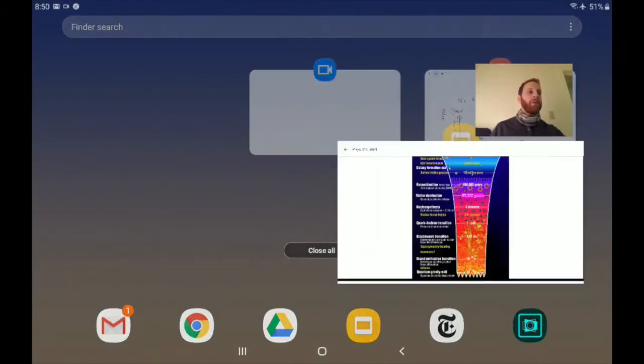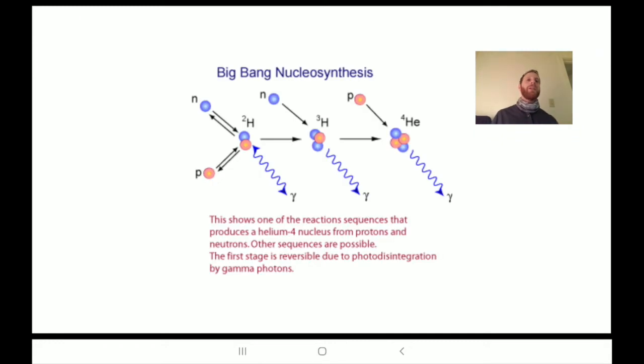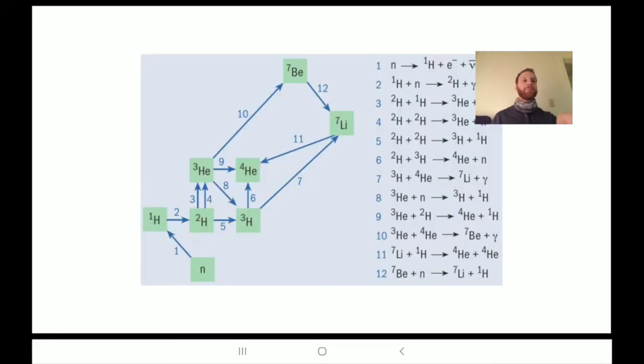Let's see if I have a better picture to show you. Nuclear processes. This is just showing you a picture, for example, of what happens when a proton and neutron come together. You can form this deuterium. In the process, a photon is emitted. If that deuterium then meets up with a neutron, it can form a triton. And if that gets bombarded with another proton, that is one way to create a helium-4 nucleus.